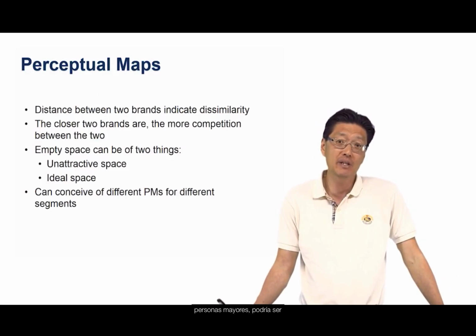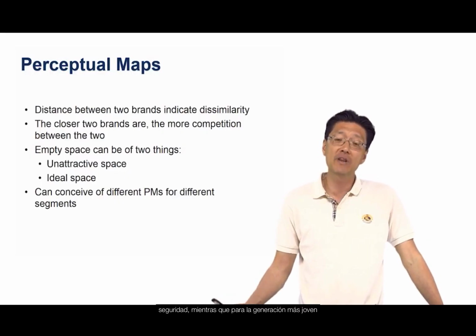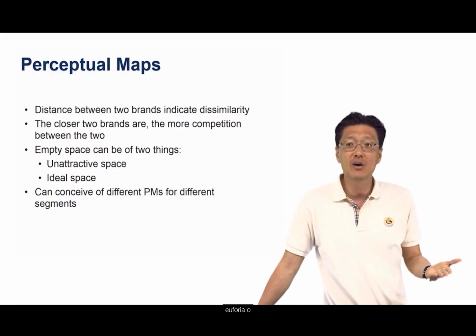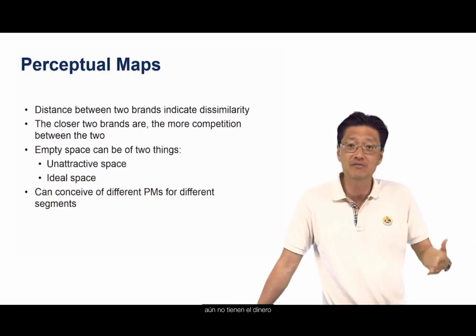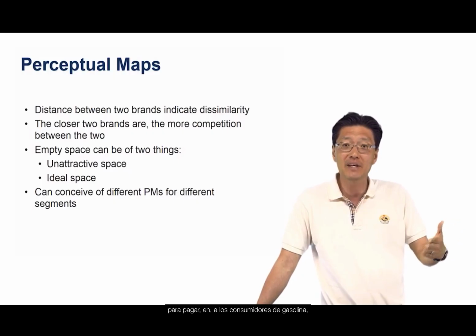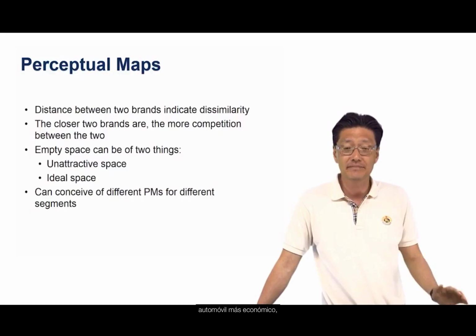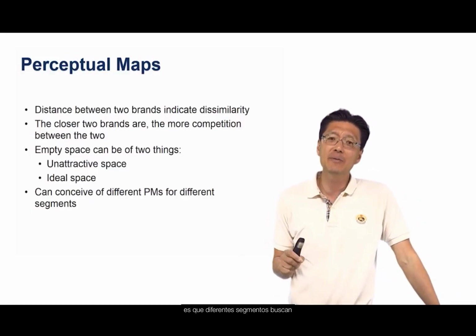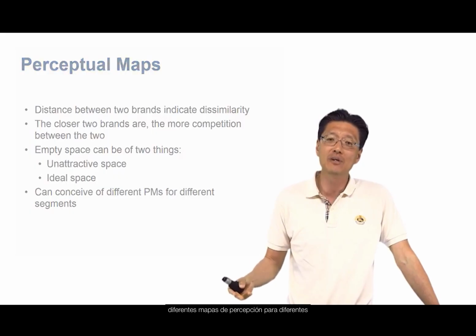For older people, it could be reliability and safety. Whereas for the younger generation of customers, it could be driving excitement and exhilaration, or it could be fuel economy, because they don't have the money yet to afford the gas guzzlers. So they may be looking for a more economical car. What this suggests is that different segments look for different attributes and benefits. Therefore, it may be wise to construct different perceptual maps for different segments.